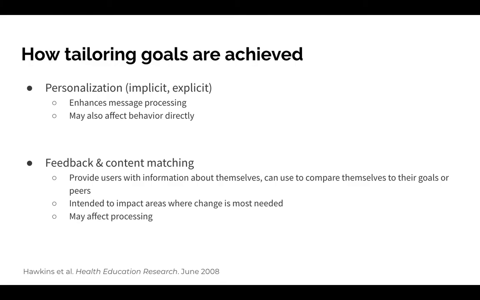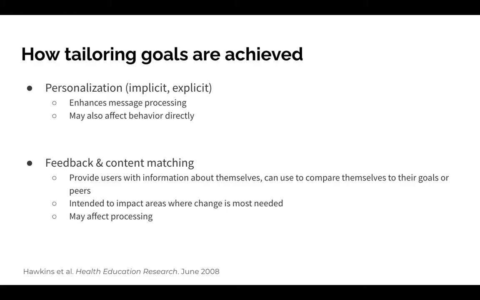So tailoring goals are achieved in a couple main ways. First is personalization of messages. This could be explicit or implicit. Explicit could be something like in the last slides where it says your name, or even just addressing some information that they gave us beforehand. So "you told us X earlier" would be an example of that. And then feedback and content matching are also really important. Feedback basically takes information that they gave us and then compares it to current information. And content matching is where we select the content of the message to match what the recipient would benefit from the most.